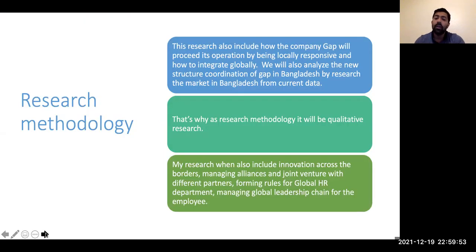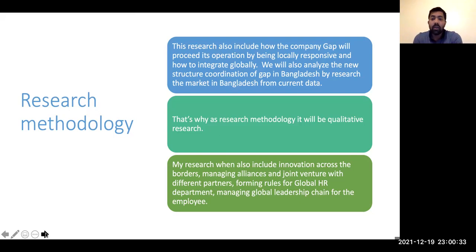Methodology. This research also includes how the company Gap will proceed with its operation by being locally responsive and how to integrate globally. We will also analyze the new structure coordination of Gap in Bangladesh by seeing the market in Bangladesh from current data. That's why as research methodology, I'm going to choose the qualitative, because we're going to deal with a lot of theories, a lot of other data. So it's going to be more qualitative rather than quantitative.